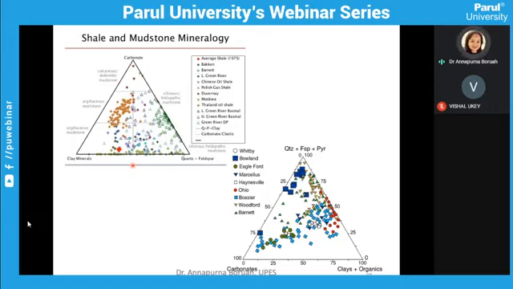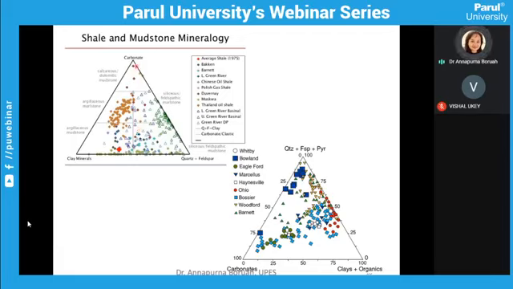Based on their mineralogy, you can identify brittle shale and ductile shales. Why is it important? Because brittle shales are good for hydrofracturing, and ductile shales are not favorable for hydrofracturing. So based on the ratios of mineral content like carbonate, clay mineral, and quartz feldspar ratios, there is this triangular diagram, and based on this diagram, you can classify the shales.